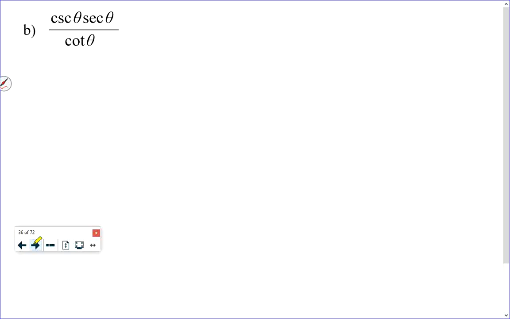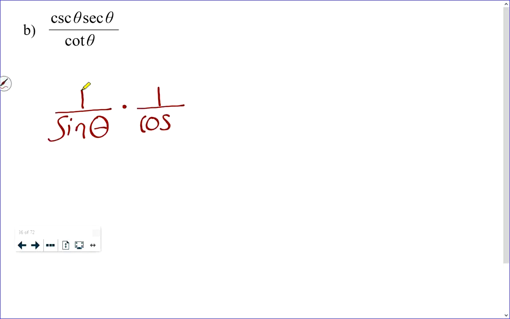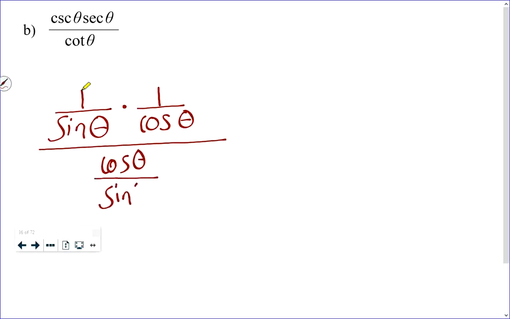Cosecant theta times secant theta over cotangent theta. So we're going to write everything with sines and cosines. Cosecant is 1 over sine of theta. I'm multiplying it by secant of theta, which is 1 over cosine of theta. Look how I'm doing my best to keep things neatly aligned. Over cotan of theta. Cotangent of theta is cos of theta over sine of theta. And now we come to that thing I've shown you about simplifying a complex fraction.